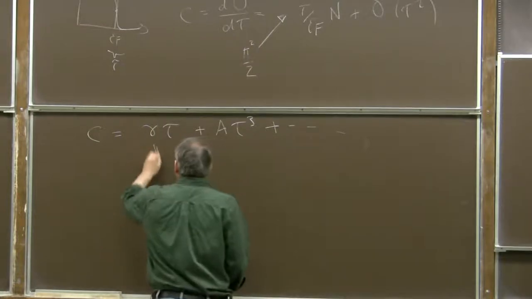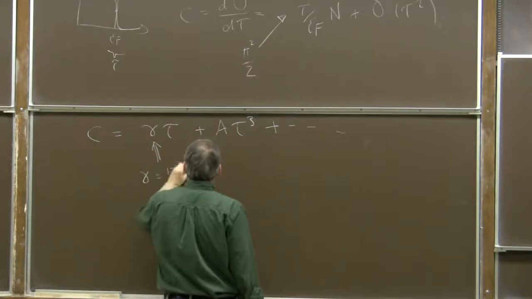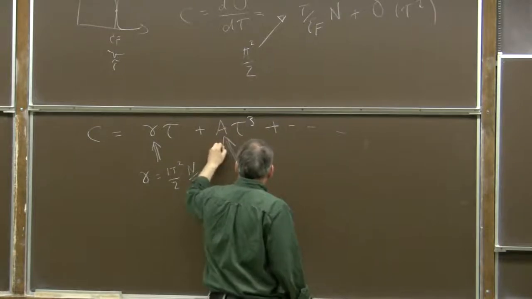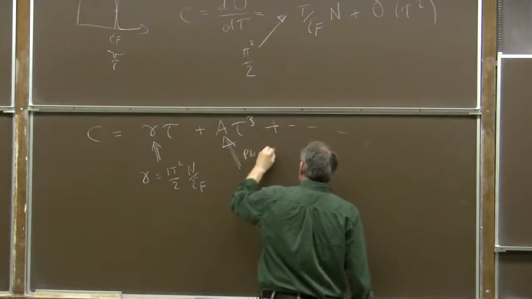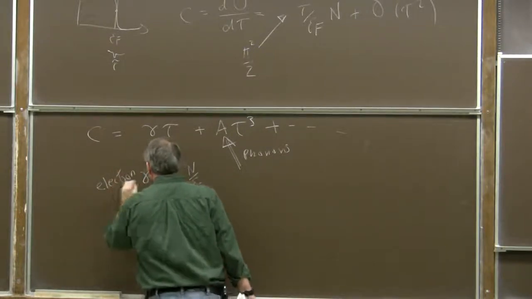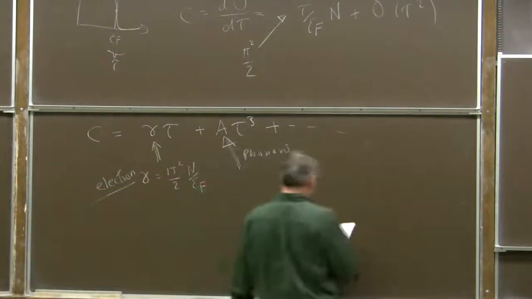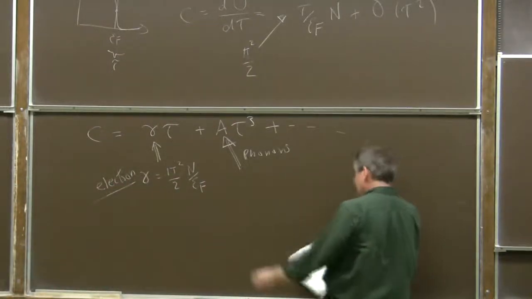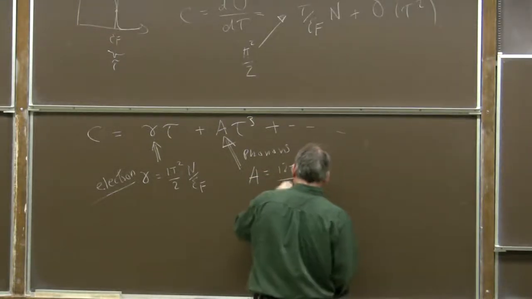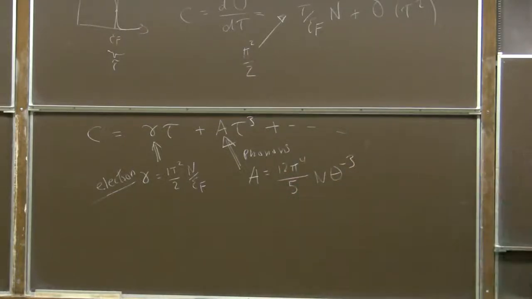We know what gamma is. I just told you that it's pi squared over 2 n over EF. And we know what A is from Debye theory. This is the electron contribution. And the Debye theory contribution, which goes like tau cubed at low temperature, has a coefficient which we saw to be 12 pi to the 4 over 5, and Debye temperature to the minus cube.